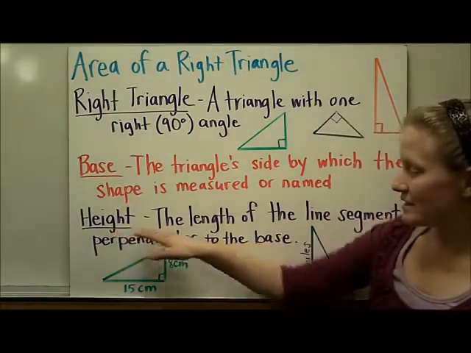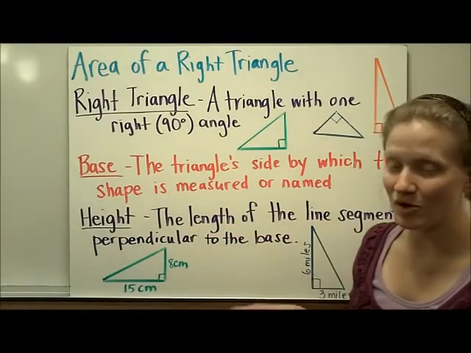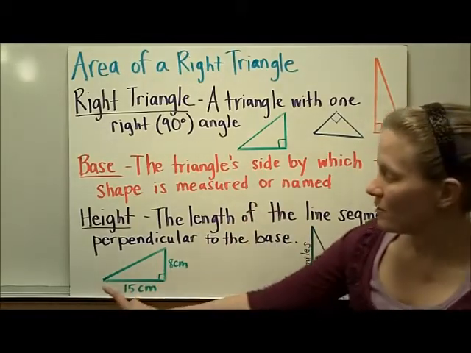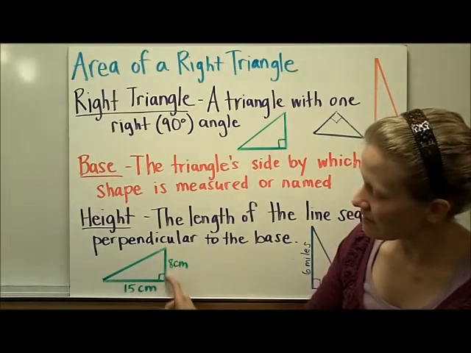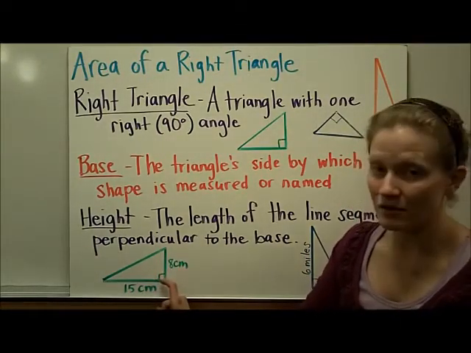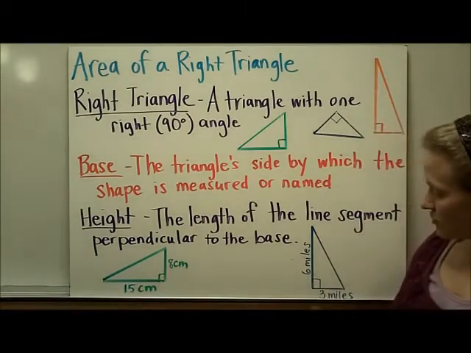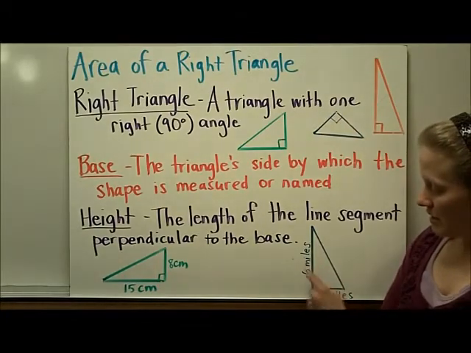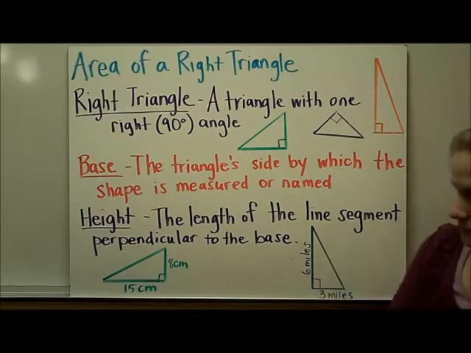And then finally, the height is the length of the line segment perpendicular to the base. And perpendicular means that with the base it makes a 90-degree angle. So in this case, here, we would call this the base, and then this side is the height because with the base it makes this 90-degree angle. So this side and this side are perpendicular. In the blue triangle, we see we have a short base and a longer height because the base and the height come together to make the 90-degree angle.